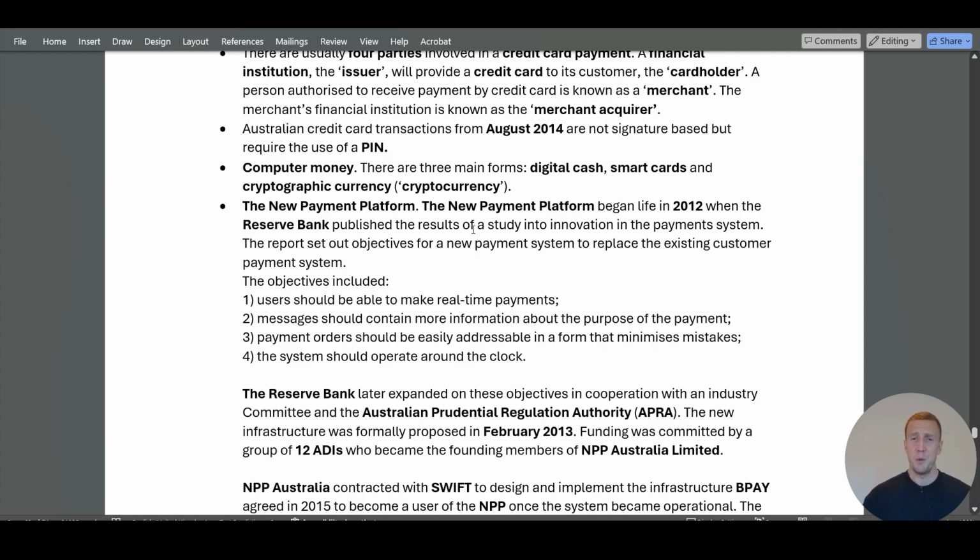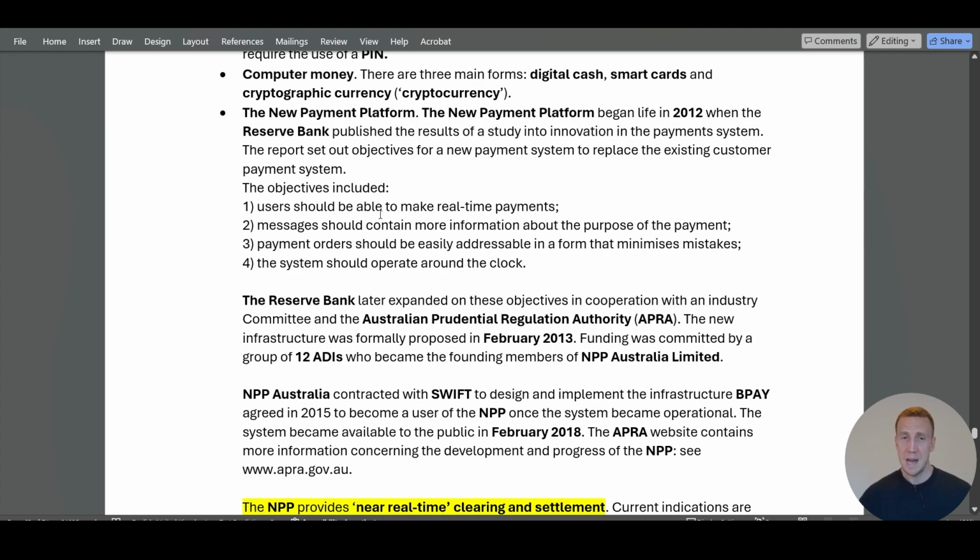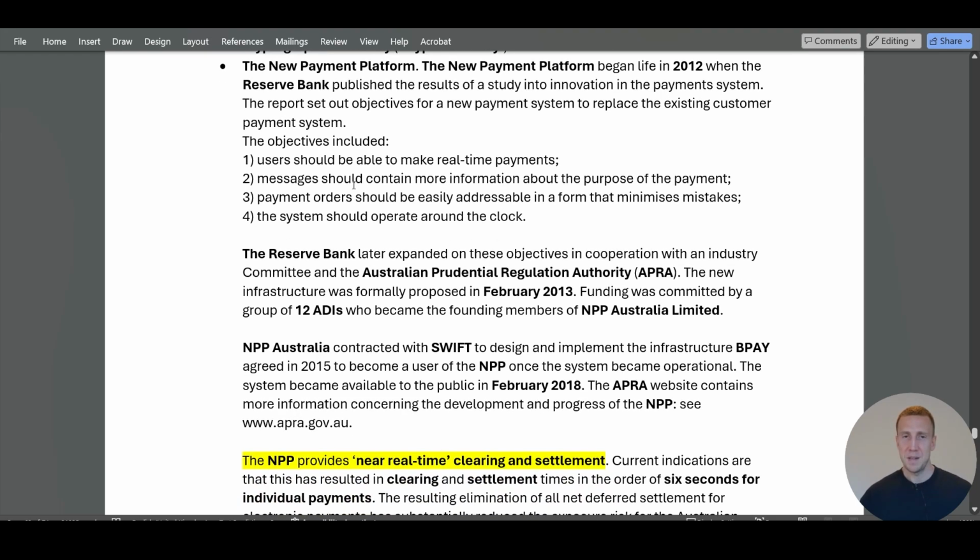We have the new payment platform. It began life in 2012 when the Reserve Bank published the results of a study into innovation in the payment system. The report set out objectives for a new payment system to replace the existing customer payment system. The objectives included: users should be able to make real-time payments, messages should contain more information about the purpose of the payment, payment orders should be easily addressable in a form that minimizes mistakes, and the system should operate around the clock.